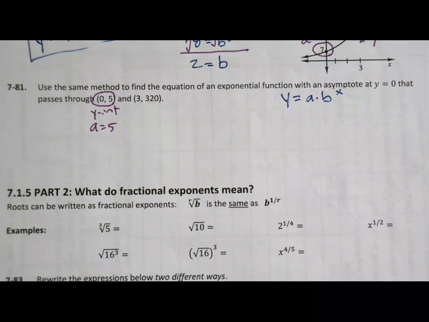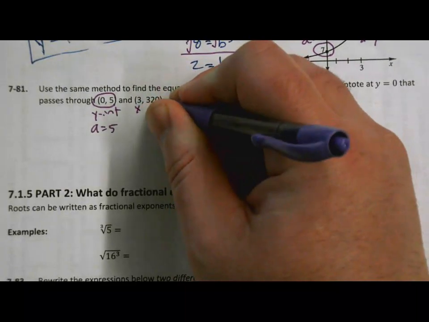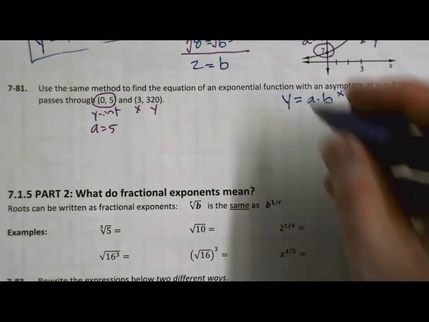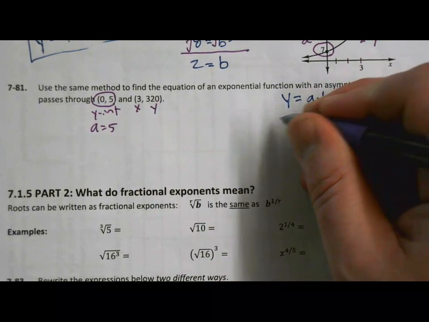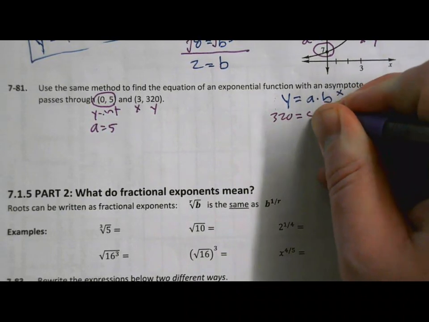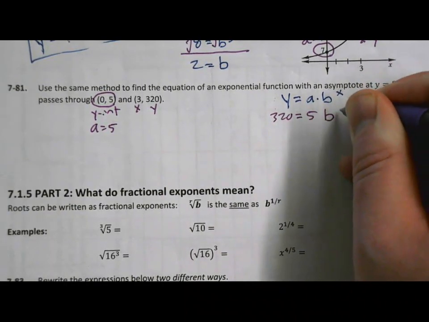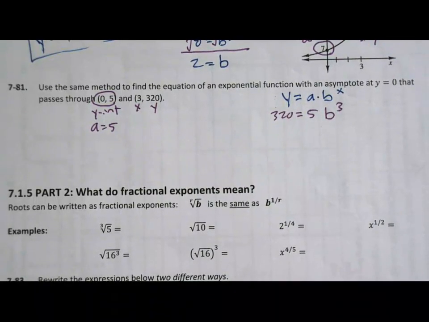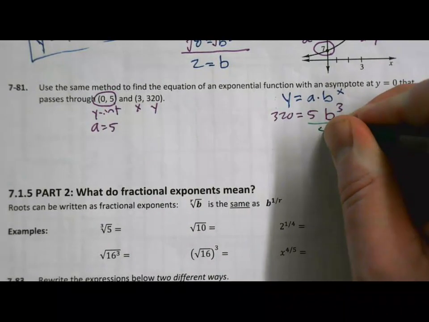So we got a value for a, we got an x, and we got a y. So we're going to stick those values into our equation. I'm just going to write it right underneath here. y was 320, equals a was 5. I don't know what b is yet, but I know that x is 3. And I've got a nice equation here now that I can solve for b. We'll go through some algebra steps and get b by itself. Let's start by dividing by 5 on both sides.